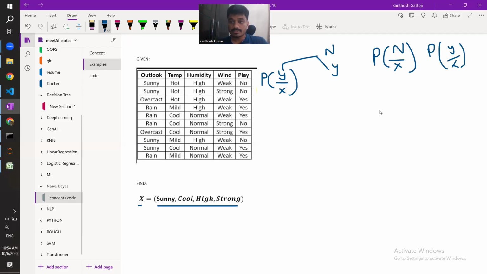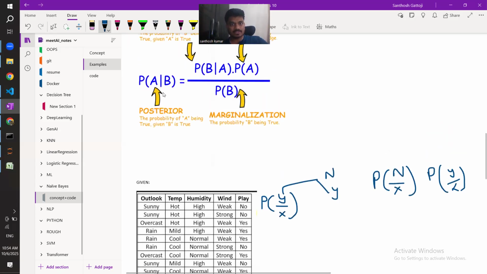This is the same as the formula: P of A given B is P of Y given X. A depends on how many classes your dependent variable Y has. Here it is yes and no, but in some cases, like Setosa, it might be three. For each individual class, you need to calculate the probability, and the one giving the maximum probability is your final output.